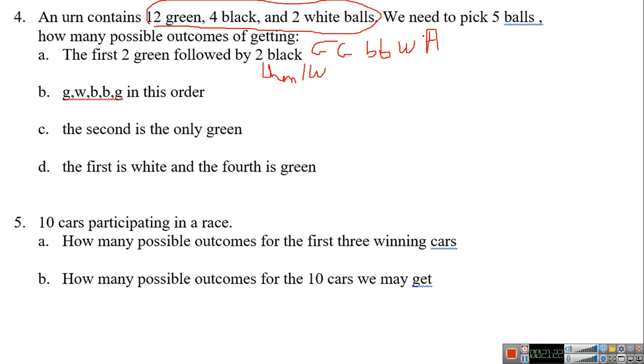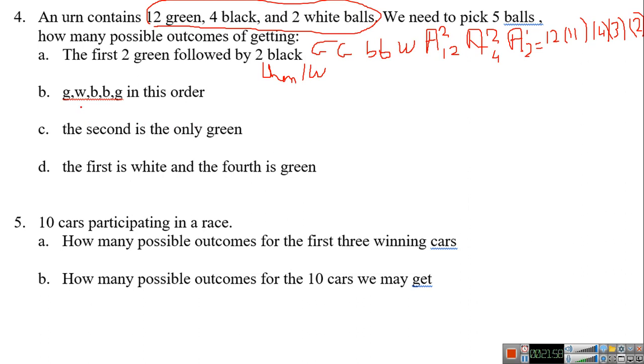The first two are green, so it's 2 out of 12. Then I want 2 black, 2 out of 4. Then I want 1 white, so 1 out of 2. So what will be the answer here? It will be 12 times 11, then 2 out of 4 is 4 times 3, and then 1 out of 2 means times 2.